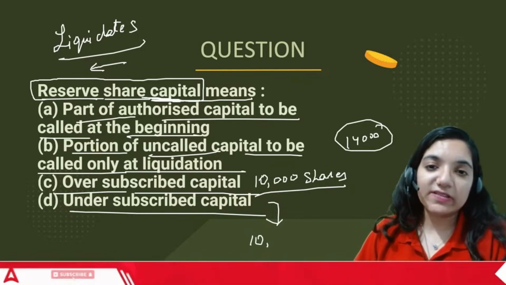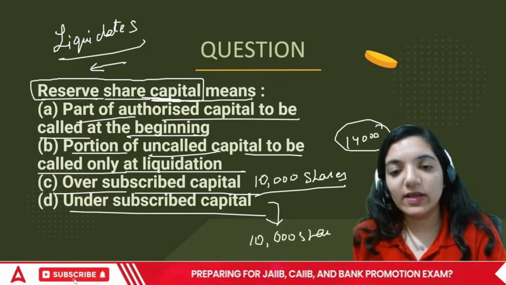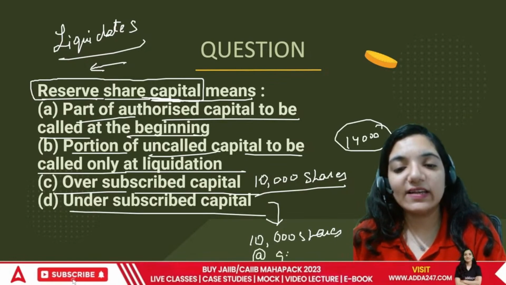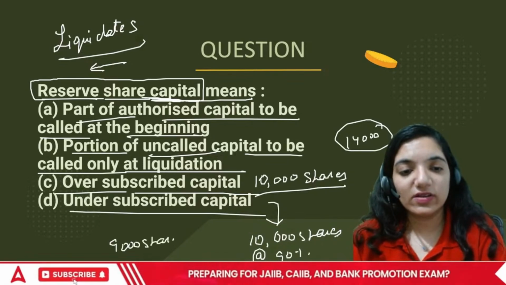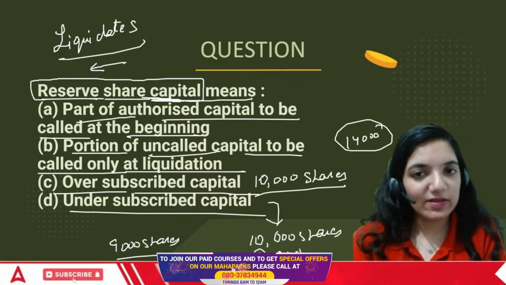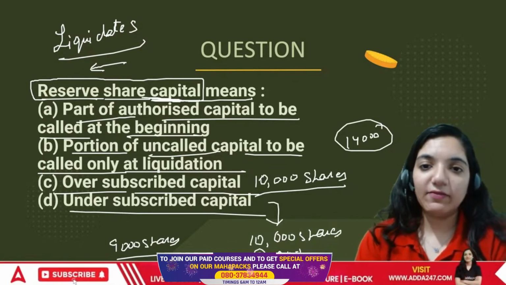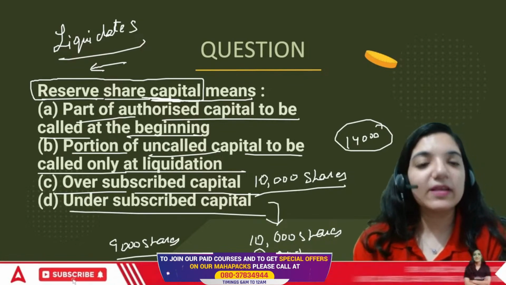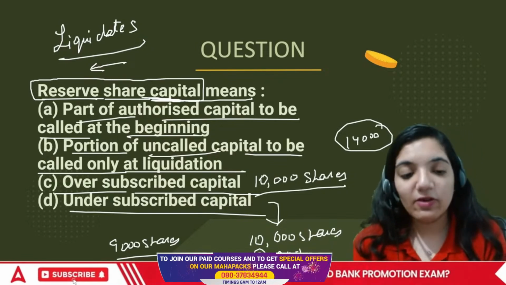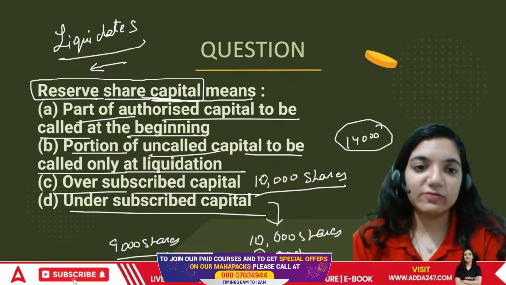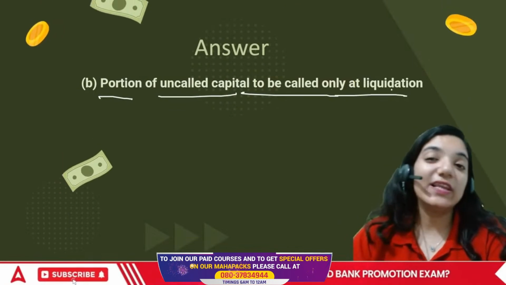Now undersubscribed means that I said, people, we are issuing 10,000 shares to you, and people should take at least 90% of it. That means they should take at least 9,000 shares. We asked people to apply, and they have given less, while over means we asked for a certain amount and they are giving more. In this case, reserve capital is the part of authorized capital that is kept for liquidation, the money that we can ask for when the money falls short. That is a portion of uncalled capital to be called only at liquidation.